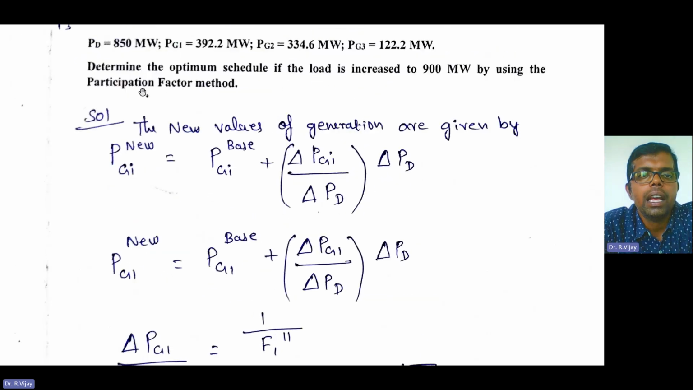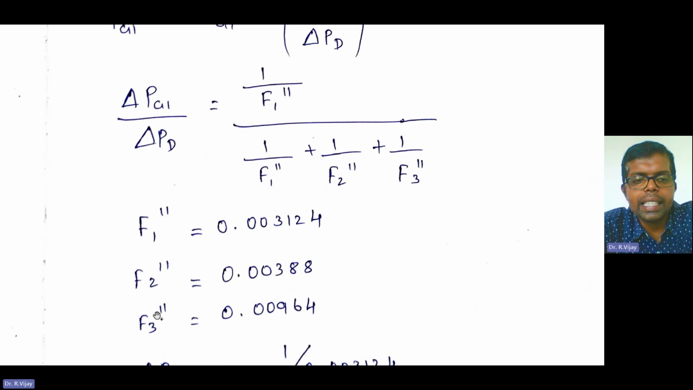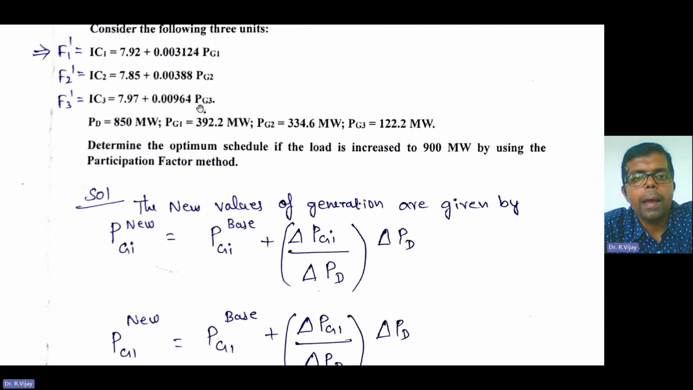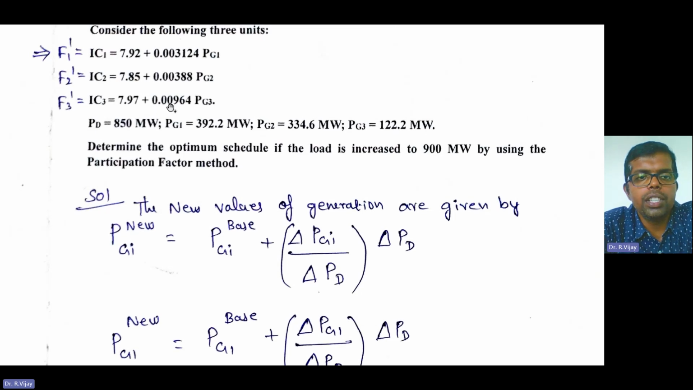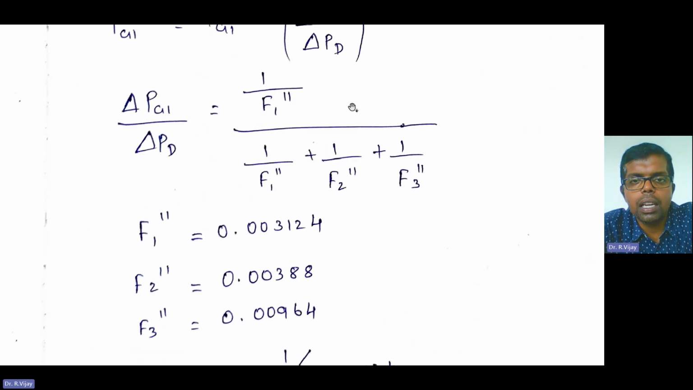F2 double dash, if you differentiate with respect to PG2, this becomes 0. This term alone will come, 1 into 1. So 0.00388 only will come, so directly you can write. Next, F3 double dash is equal to. Similarly, we need to differentiate with respect to PG3. If you differentiate PG3, this becomes 0, this into 1. So this will come as 0.00964.